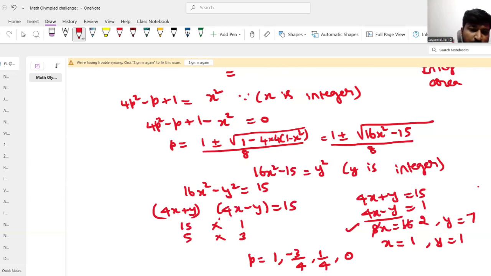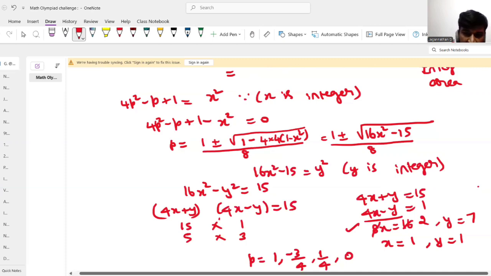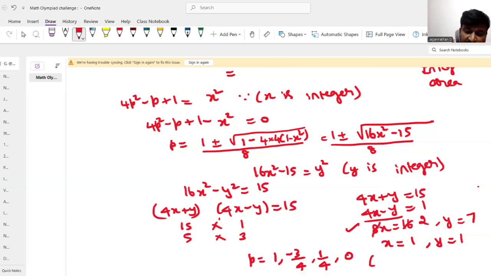Now for people asking, sir, why not going for minus 15, minus 1, 1 into 15 and all? We can take the cases and come to the final conclusion. Is there any other possibility of values? So I'm cutting it short and leaving it as work for you. Only these values will be the possible rational values of p.